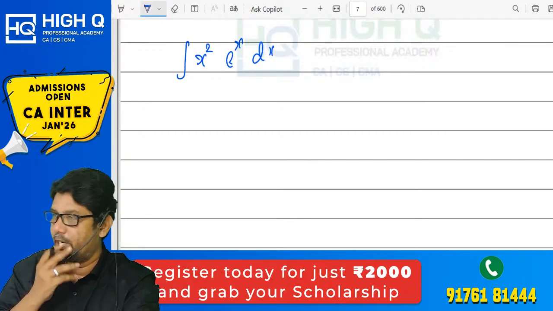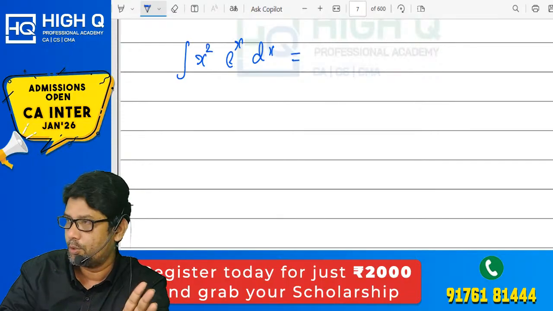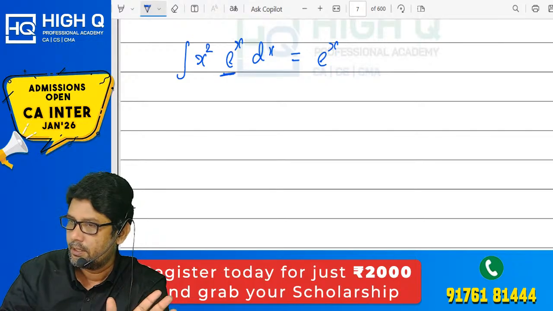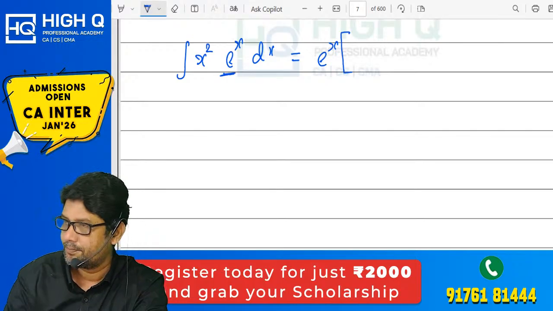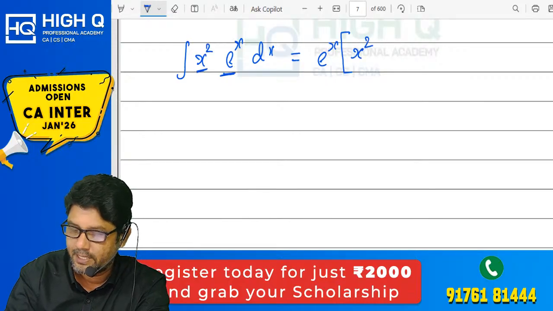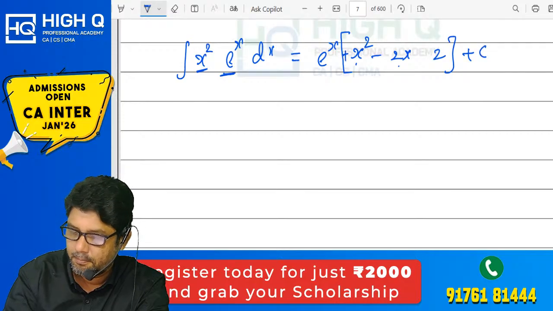Integral of x square into e power x. Okay, integral of x square into e power x. In one line, answer you should write. What is it? e power x, keep it outside. Open the bracket. Now, first term is what? Write x square as it is. What is derivative of x square? Write 2x. What is derivative of 2x? Plus 2. Plus, minus, plus.